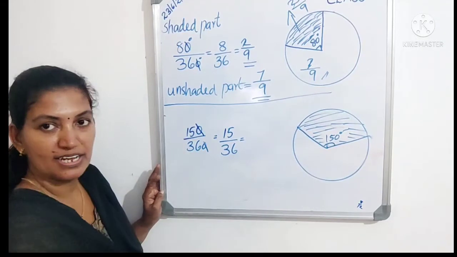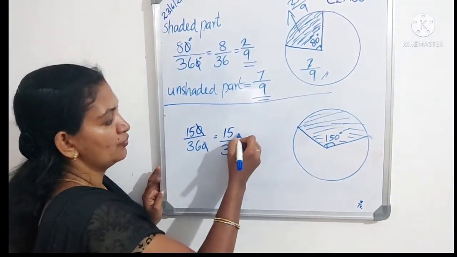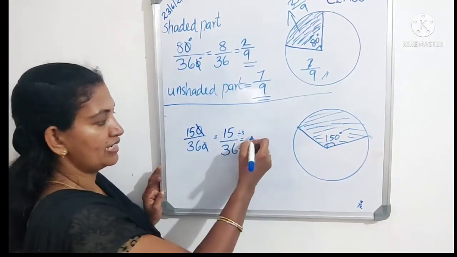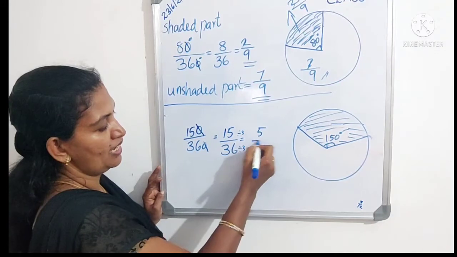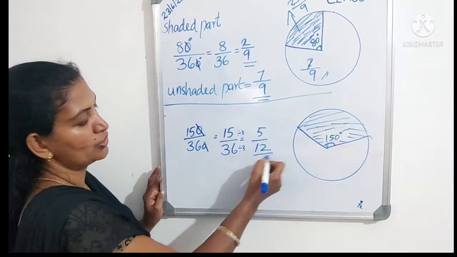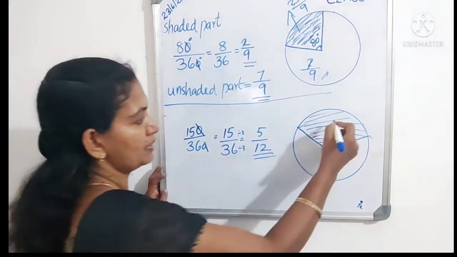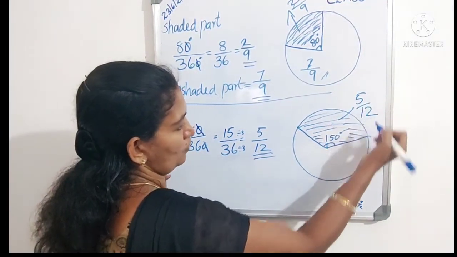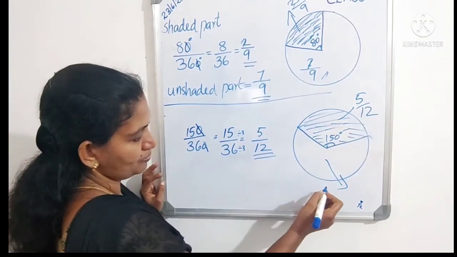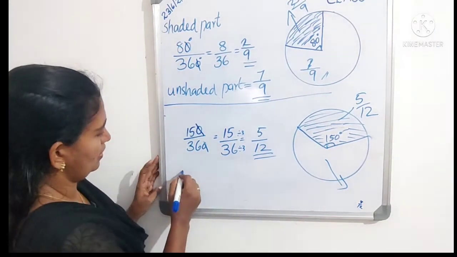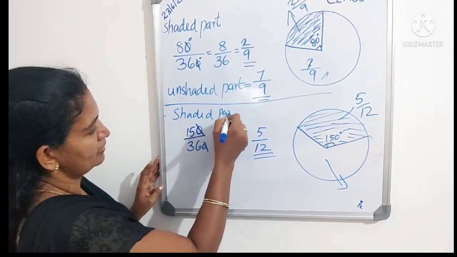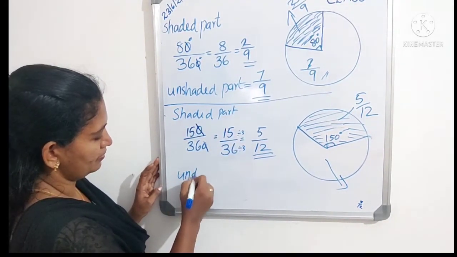Again we can write this in the lowest form. If you divide numerator and denominator by 3, then what will we get? 5 3s are 15 and 12 3s are 36. 5 by 12. Now we got the fraction 5 by 12. That means this is 5 by 12. So this is the shaded part.